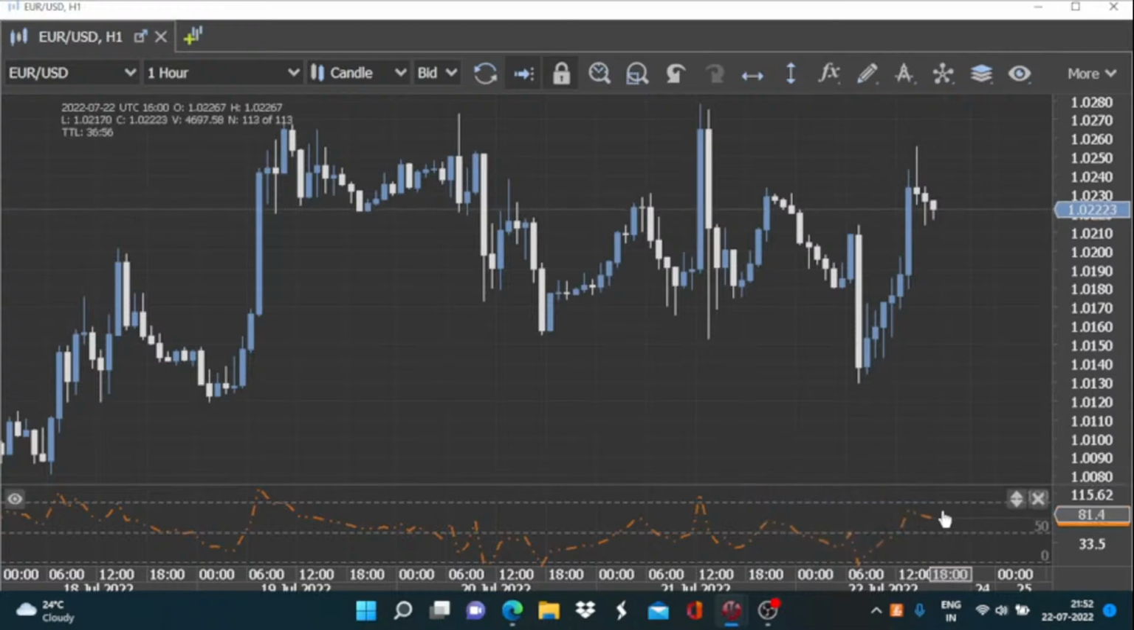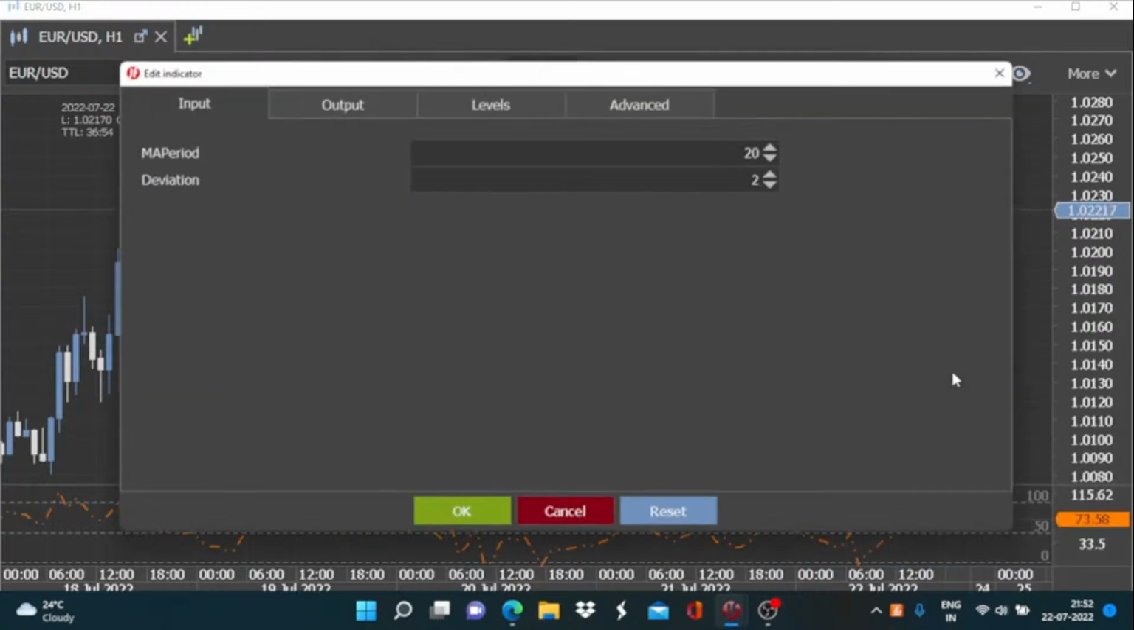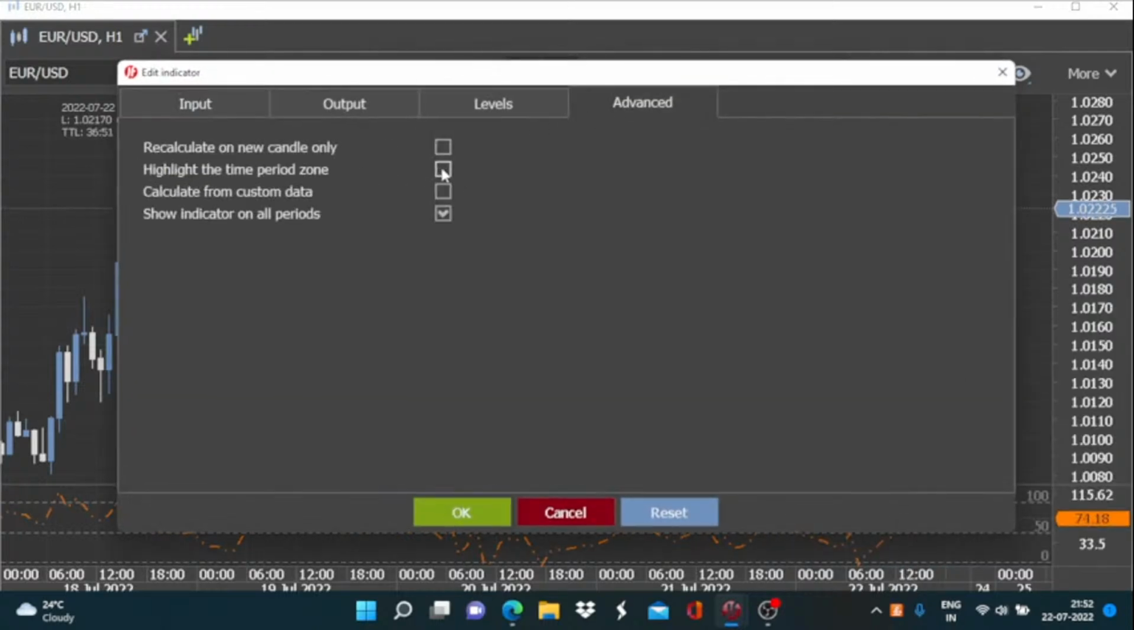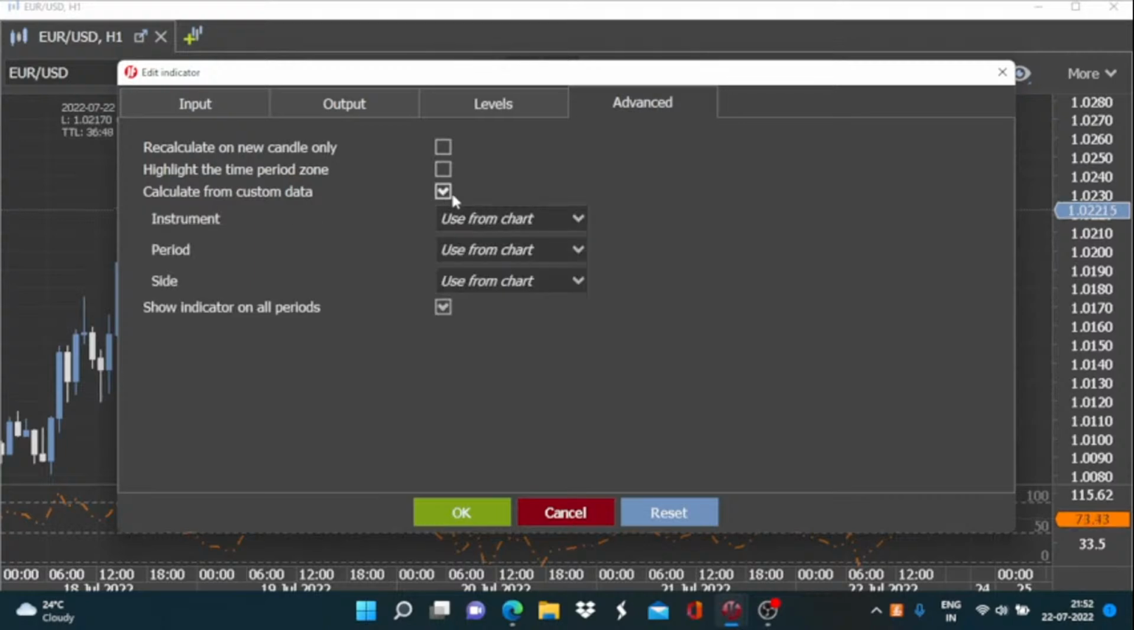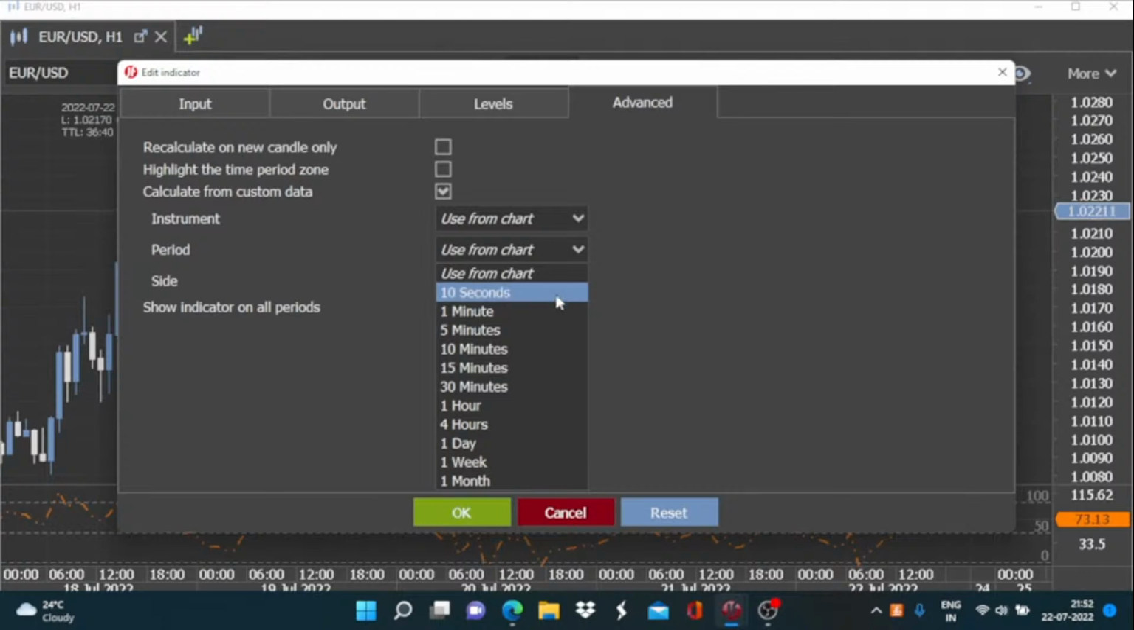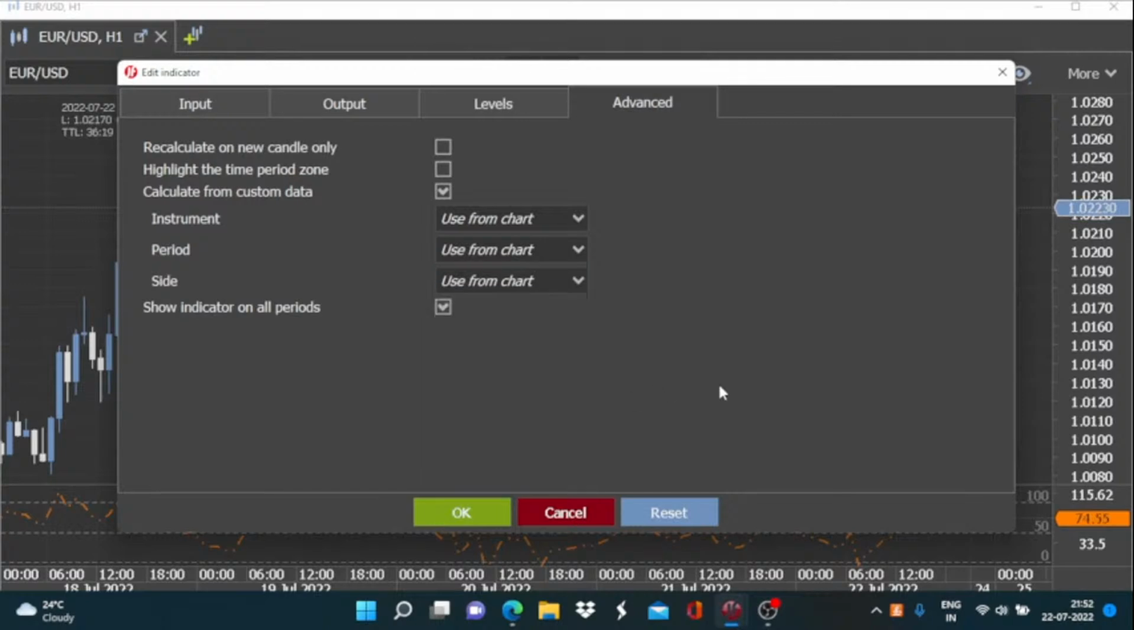All right, now next editing option, calculate from the custom data. If you want to customize the calculation, you can opt for the instrument of choice, or you can simply use the instrument from the chart. Same thing you can do with the candle period. You can use it from the chart, so whenever you change the chart, the candle period will also change along with that. But if you want the calculation period to remain constant, then all you have to do is opt for any of these options from 10 seconds to 1 month, and the calculation will be derived using that particular combination you have chosen.